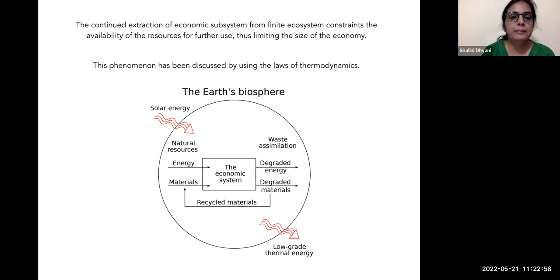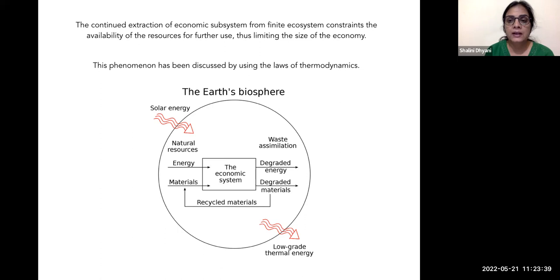Now, as I mentioned, that continued extraction of resources also constrains the availability of resources for further use. For example, we know that fossil fuel is depleting presently, and it has been forecasted for several decades that we don't have infinite resources of fossil fuel. And you all will be convinced that over the time period, fossil fuel prices are increasing. And this is one of the reasons also to showcase that though we have a lot of demand, we have finite resource of fossil fuel, finite resource of coal.